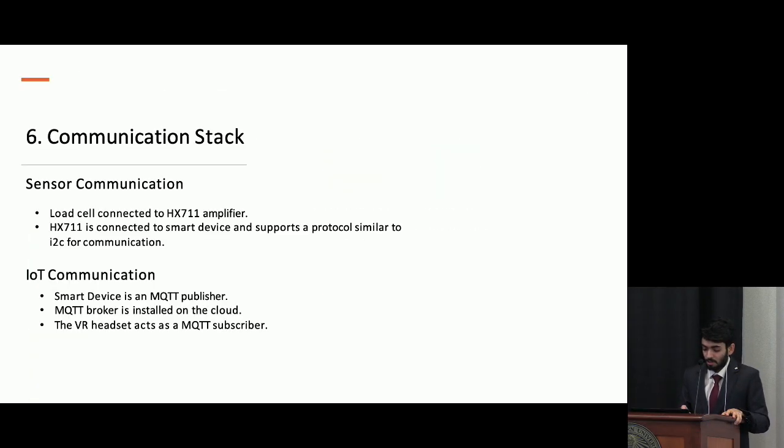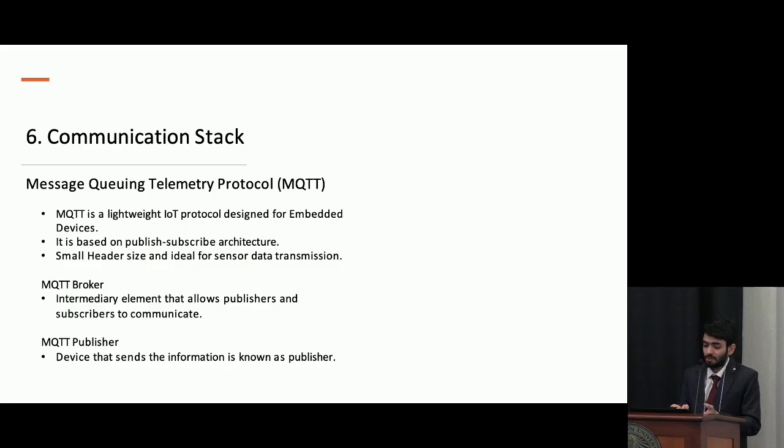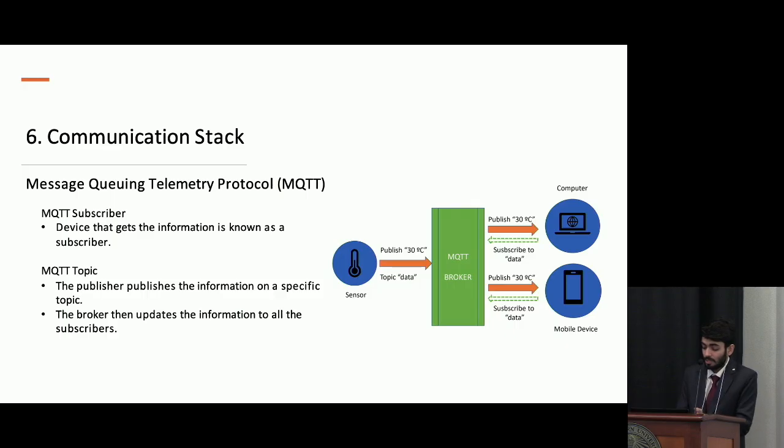So this is just a brief overview of how things work. The sensor communicates with the IoT device via a standard I2C protocol, and then that's transmitted using an MQTT publisher and subscriber. Here's a brief introduction to the communication stack that I've used. You can go through this for more information on how good or bad it is or what applications this protocol supports. Here's the basic architecture. The sensor sends the information to the broker, and then the headset or any mobile device can subscribe to it and follow along.